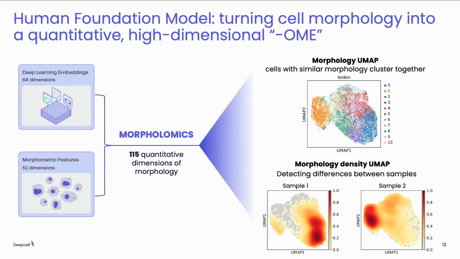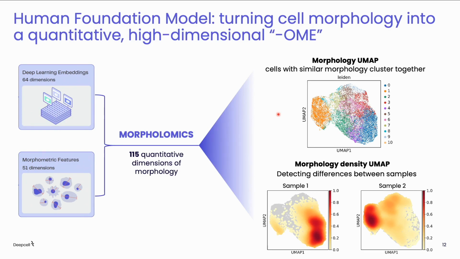The HFM extracts these 115 quantitative dimensions of morphology, and our software projects this data onto a morphology UMAP, where each dot represents an individual cell. Using Leiden clustering, we are able to see distinct morphotypes that cluster together in UMAP space, giving us a view of the heterogeneity within any given sample.